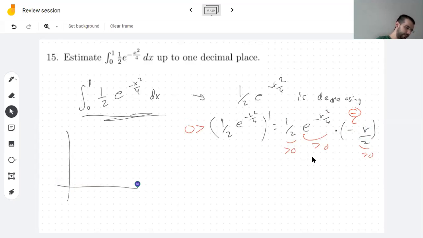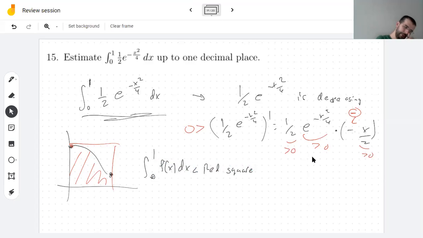So it looks something like this. It's also a positive function. So the integral is this area. It is smaller than the area of the outside square, which has height f of 0 and base 1, so I'm going to do some Riemann sums. So this area is smaller than 1/2.